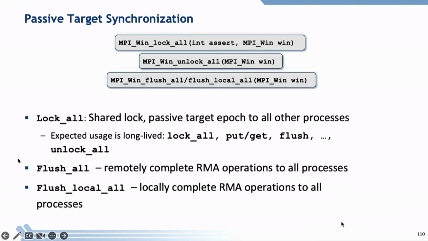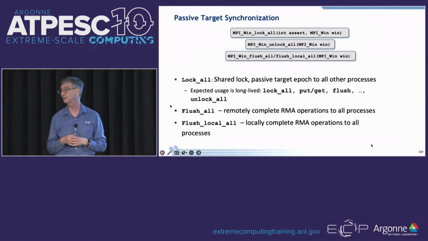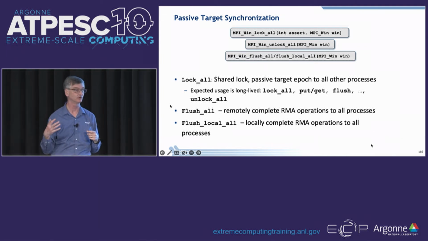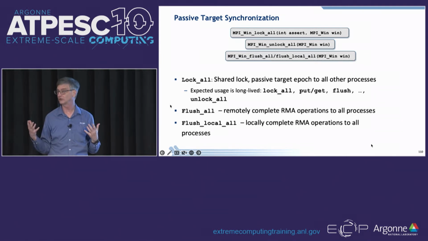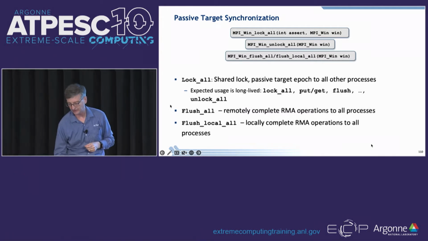Most places where you might have used fence, you can use lock all and unlock all now. And so this is what's now recommended. This is a bit more powerful, particularly because of the flush operations, which you can use with these passive target ones. That again allows you a finer grain control over completing these operations.